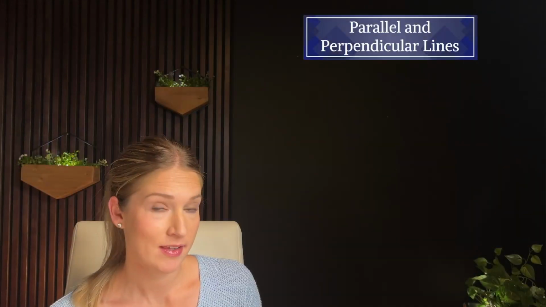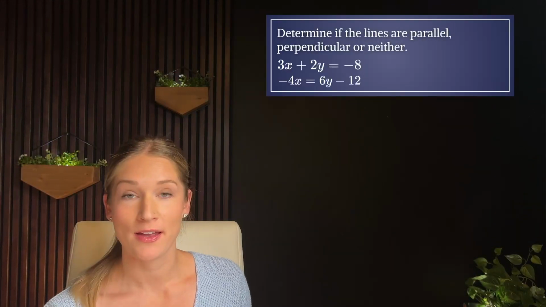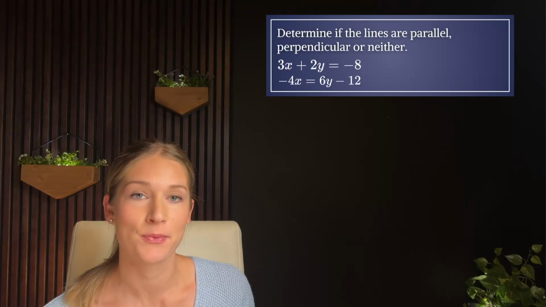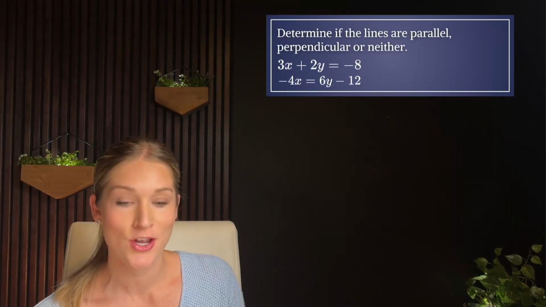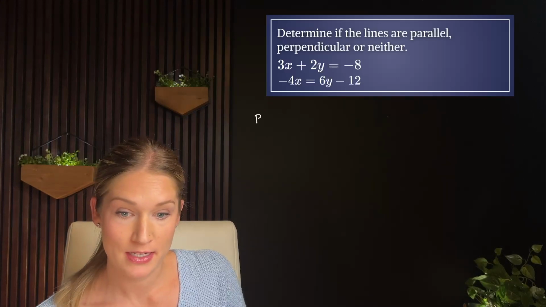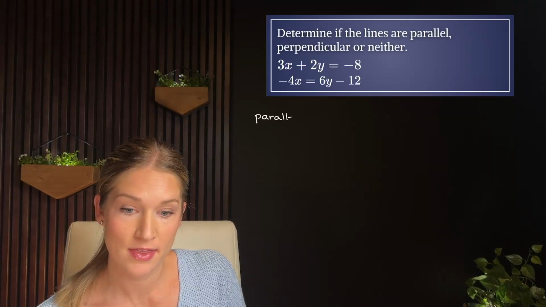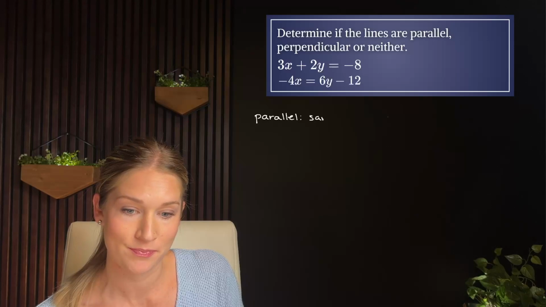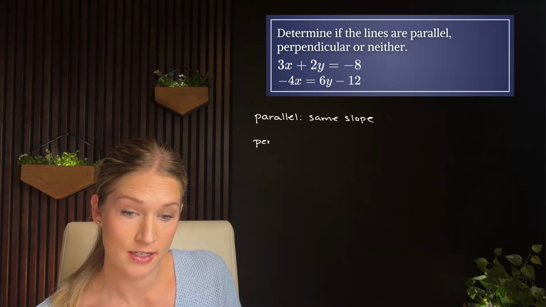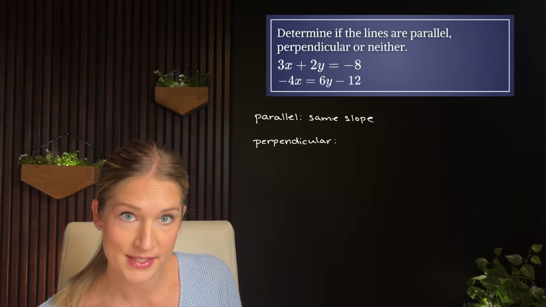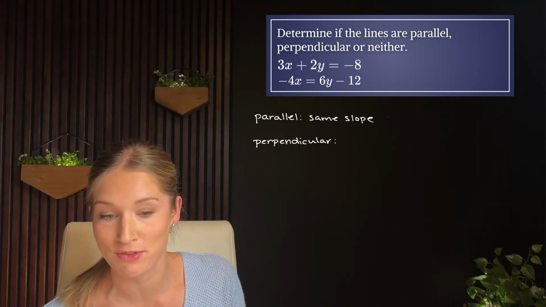Let's talk about parallel and perpendicular lines. We've got two lines in this example, and we're asked to determine, are they parallel, are they perpendicular, or are they neither? Something we need to remember is that parallel lines have the same slope. Perpendicular lines, on the other hand, do not have the same slope, but they do have an interesting relationship.